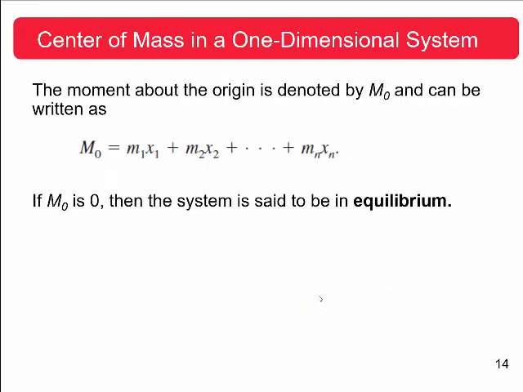The moment about the origin is denoted M sub 0 and can be written as the following. So the moment about the origin is just the sum of those products. And as I said, if that sum is equal to 0, then the system is in equilibrium.